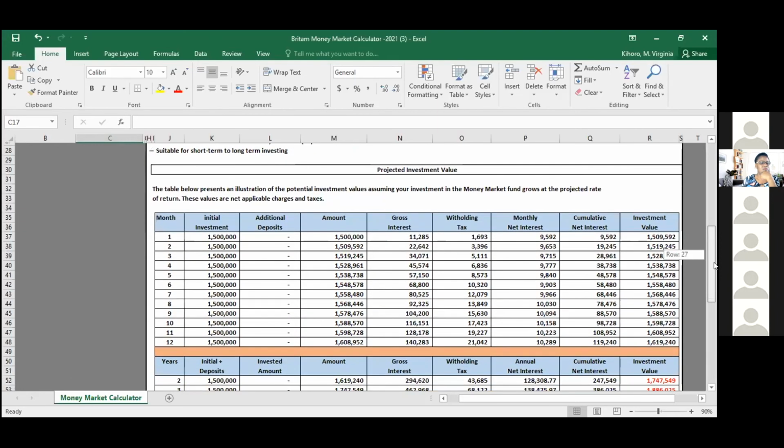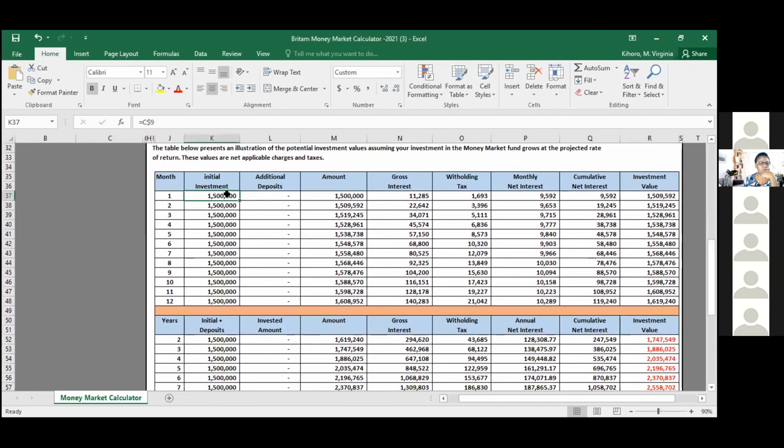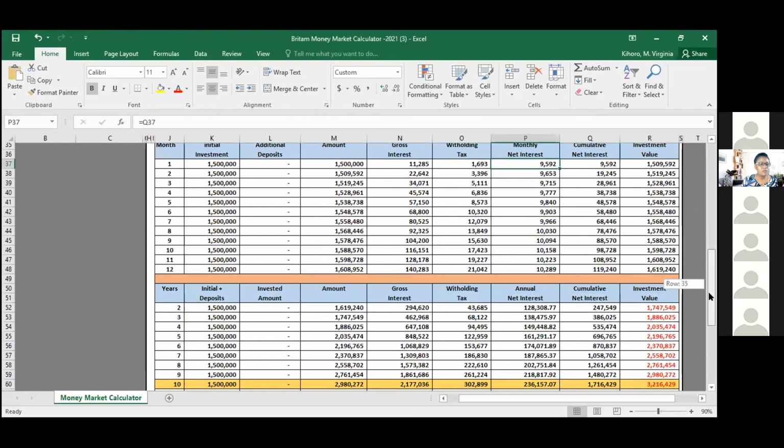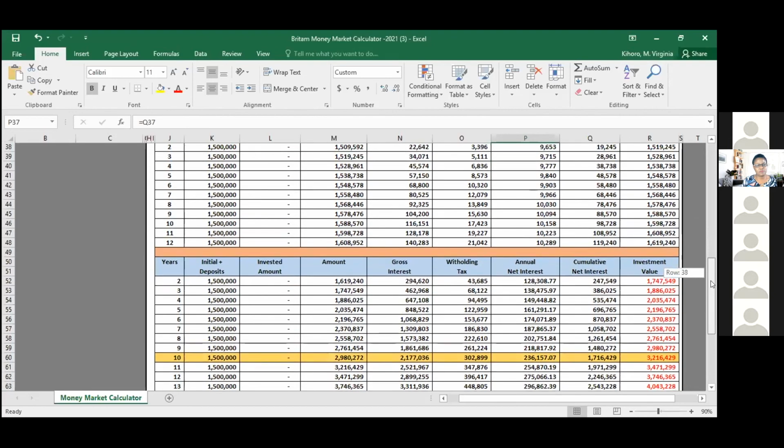So for 1.5, this is how it would work out. 1.5 million will give you a monthly interest of 9,500, assuming a rate of 9%. So we are looking at an additional interest of 9,000 every month. So by the end of the year, we'll have earned an additional interest of 119,000. Again, you can still access this money if you please.